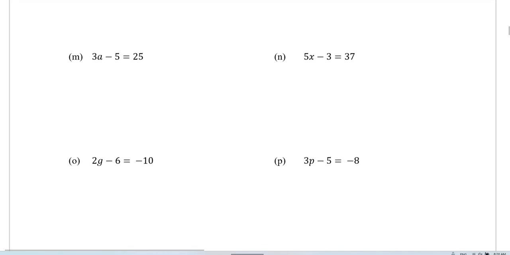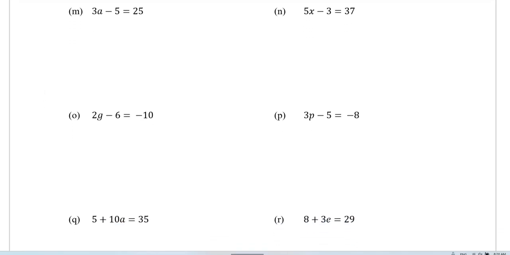Okay, on to the next page, still more practice. So we have 3a take away 5. So the take away 5, the opposite is that we want to add 5. Okay, cross out the bits that are cancelling, and we get 3a equals 20 plus 5 makes 25. Then the 3 times a, the opposite will be to divide by 3. a is by itself, and 30 divided by 3 is 10.